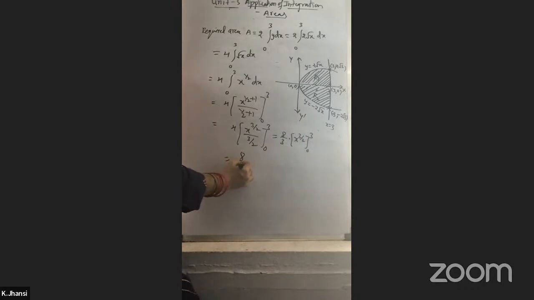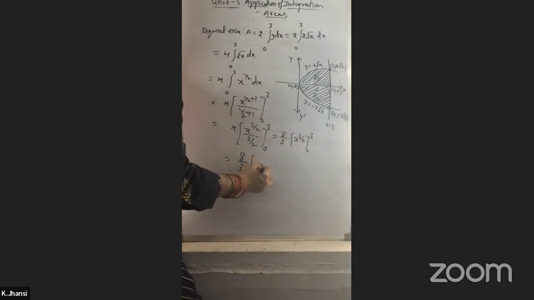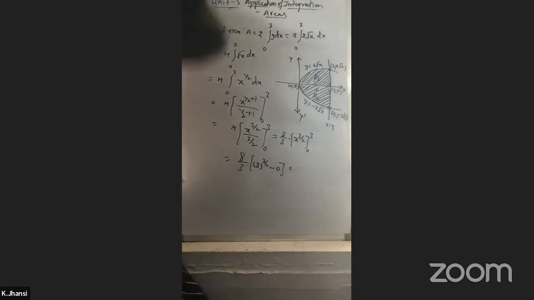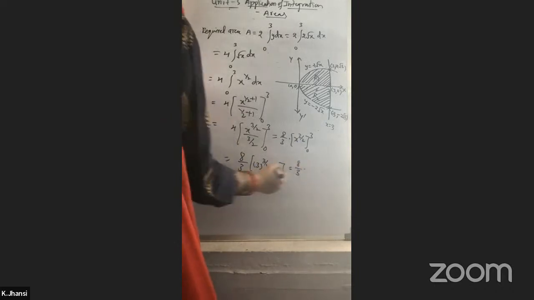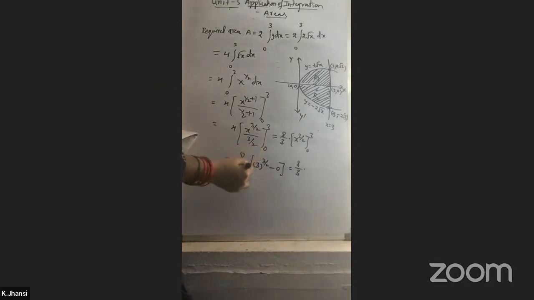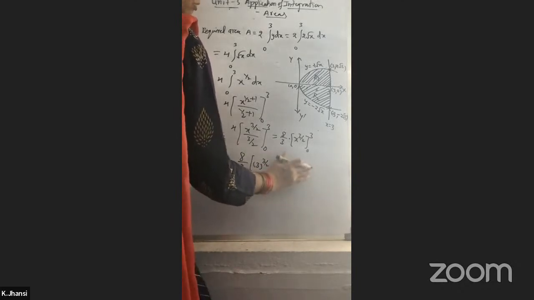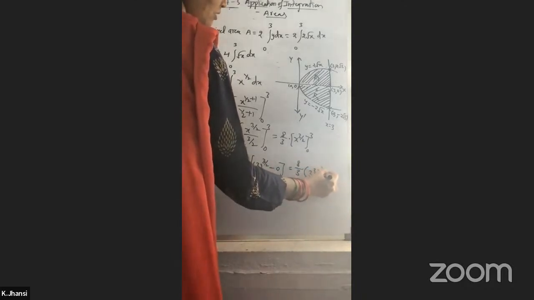So it is 8 by 3. In place of x, you write 3. So 3 to the power of 3 by 2 minus 0, lower limit. So 3 to the power of 3 by 2 is also 3 root 3, no? So you can write it as 8 by 3 into 3 root 3. This one. If we have any confusion, like this also we can convert directly. Perfect.